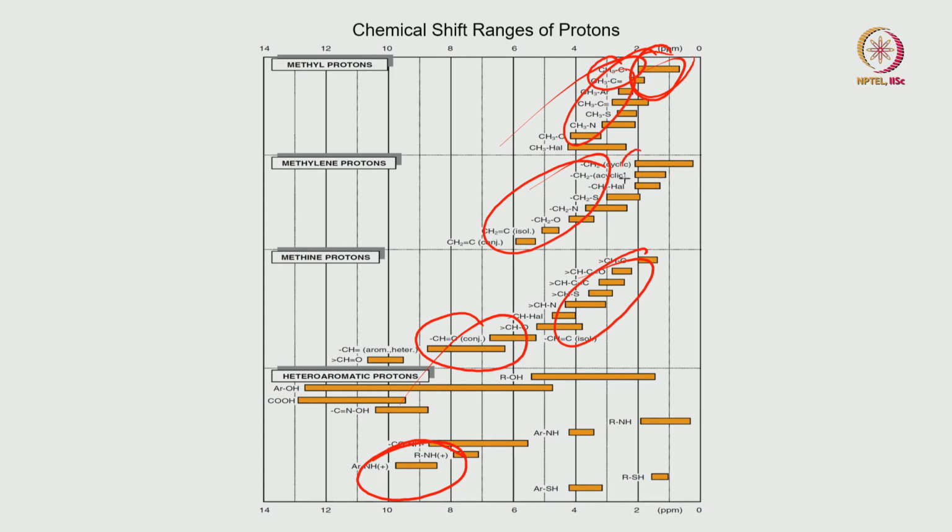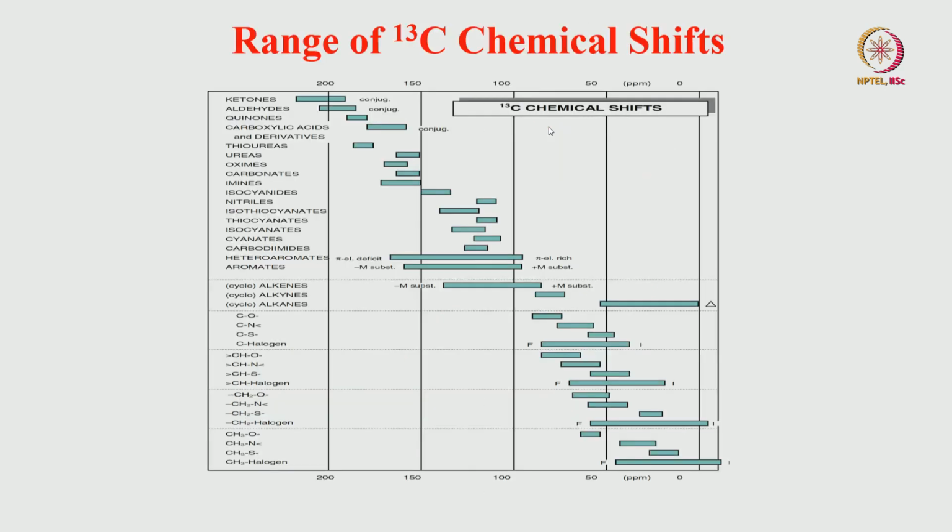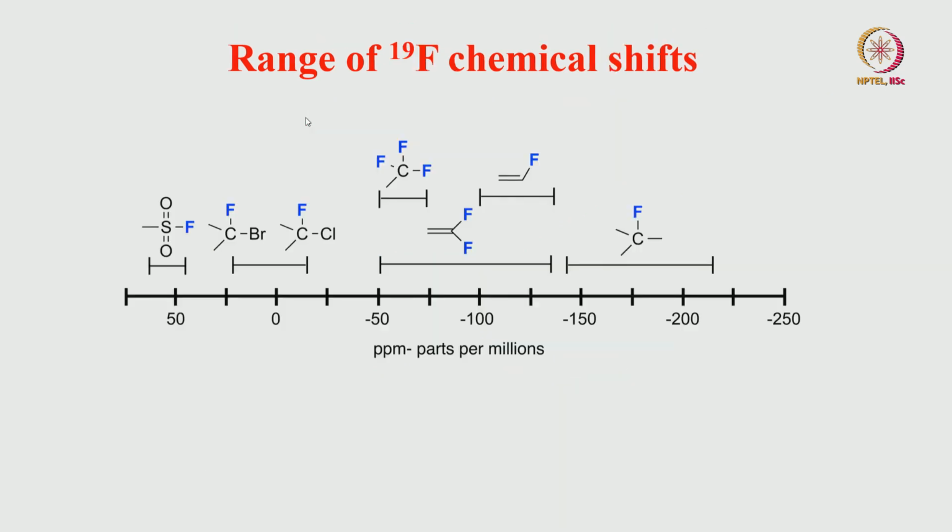Please note there is a range here, it is not a fixed value. This is also a guideline. For example, a CH3 peak which is here can come here also, depending upon the environment where it is situated in the molecule. So, these are all the guidelines we have for different nuclei. For example, for carbon-13 we have a range of chemical shifts for different functional groups present in the molecule. Same thing for fluorine also. All these things have been tabulated over the years, research has been done, and we know where the chemical shift for different nuclei will come.